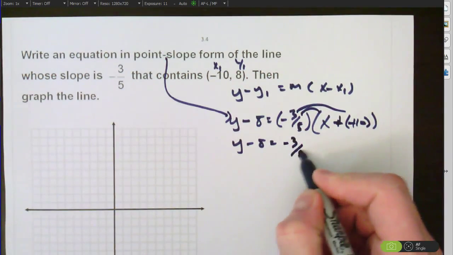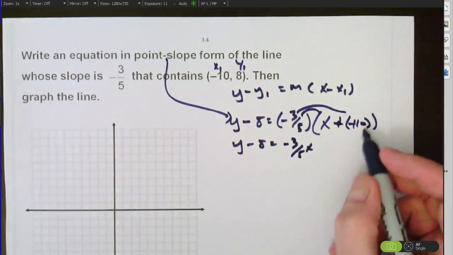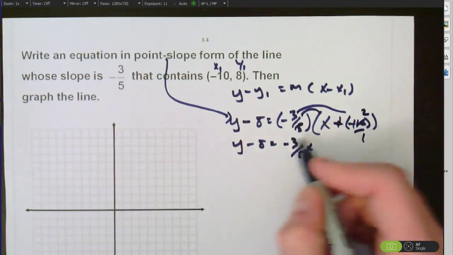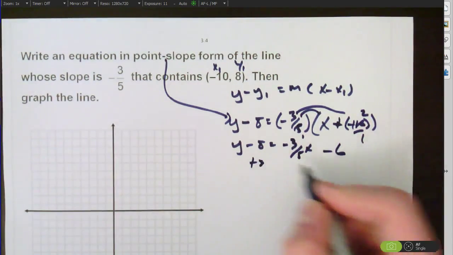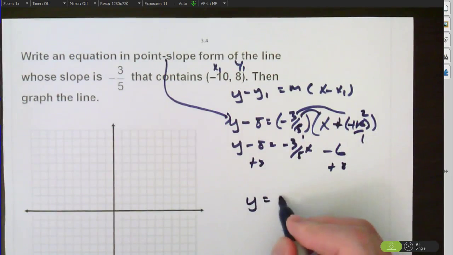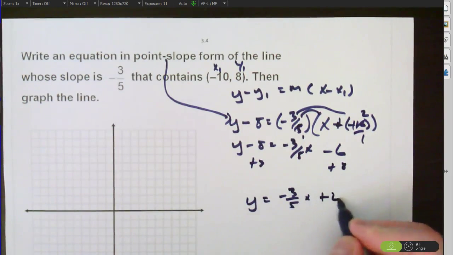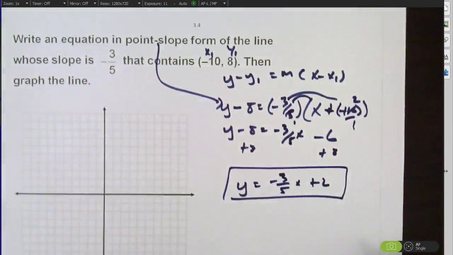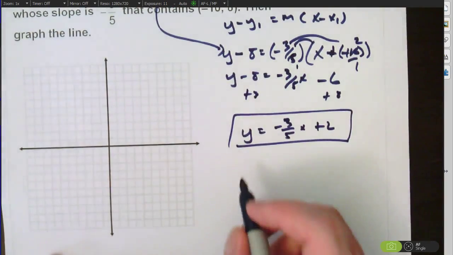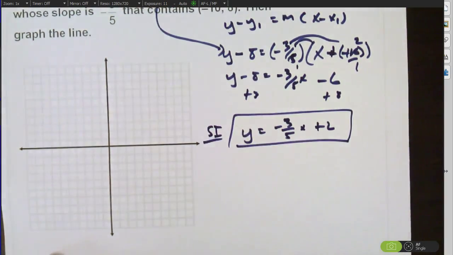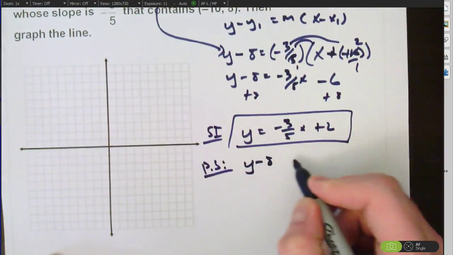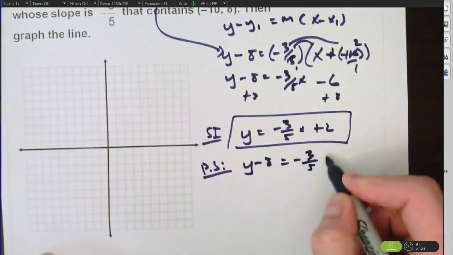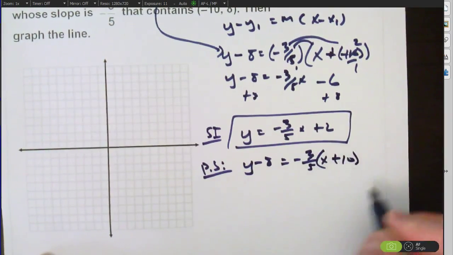those, so it's -3/5 x, and the -3/5 times 10 over 1, that cancels to be 2 and 1, minus 6. Okay, and then I'll add 8 to both sides. So y equals negative 3/5 x plus 2. Okay, so again, this is slope-intercept form. Point slope form, since that was the directions, y minus 8 equals negative 3/5 x plus 10.